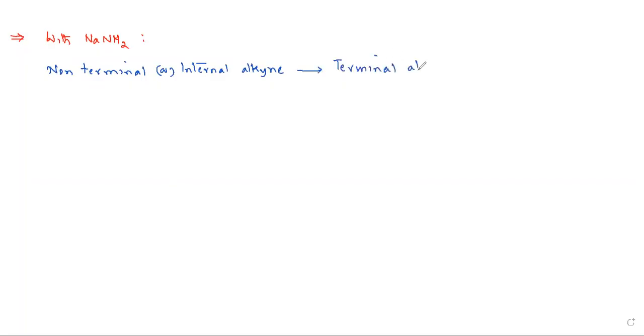Sodium amide. I told you that it is non-terminal or internal. The non-terminal or internal alkyne is converted into a terminal alkyne, right? Going to give you mechanism also.